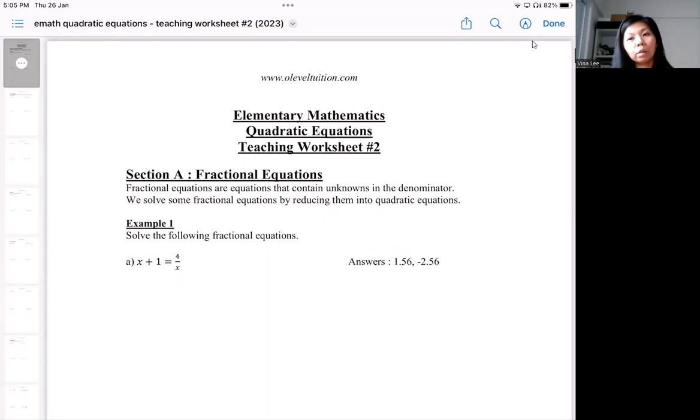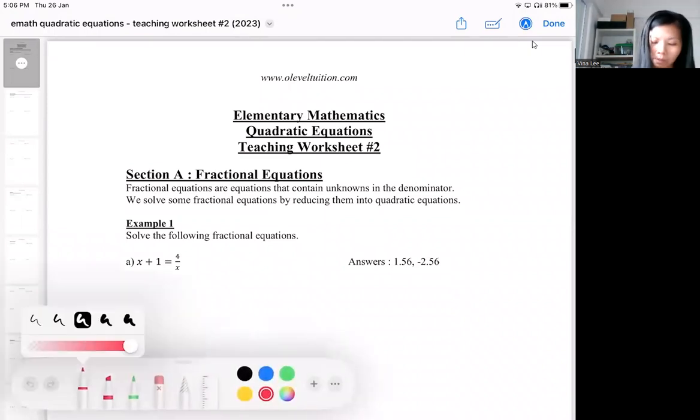Okay, so for this teaching worksheet, for the first section, we are focusing on fractional equations. Fractional equations are equations where you will see fractions. Because it contains fractions, it will create quite a bit of algebra. Some of the fraction things that we learned in Sec 1 and Sec 2 are that sometimes you will have cross multiplication, and sometimes you need to make the same denominator.